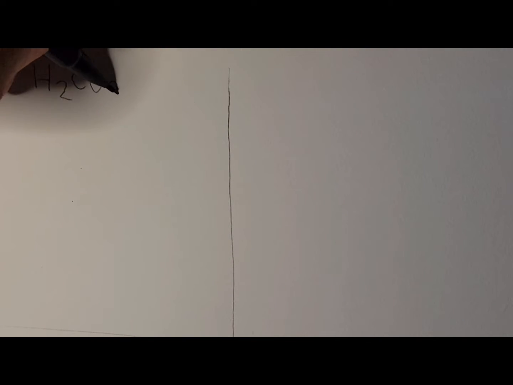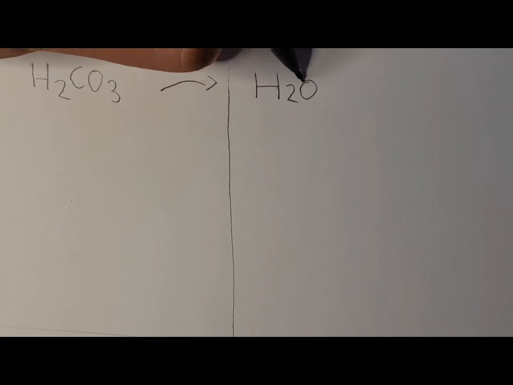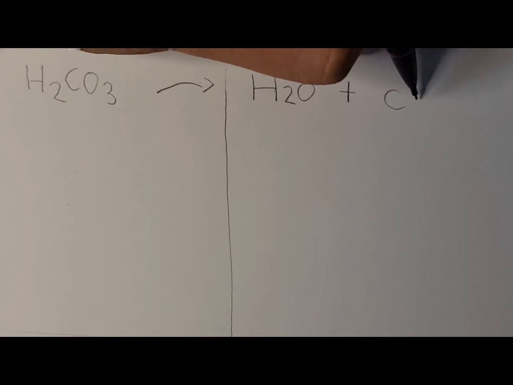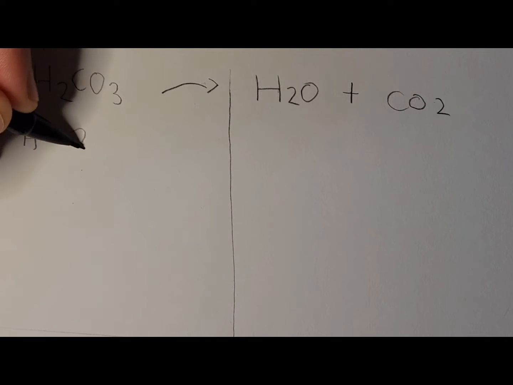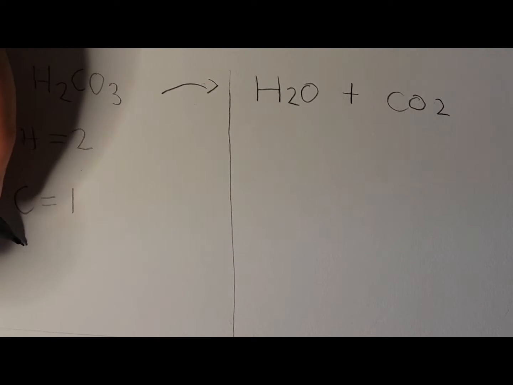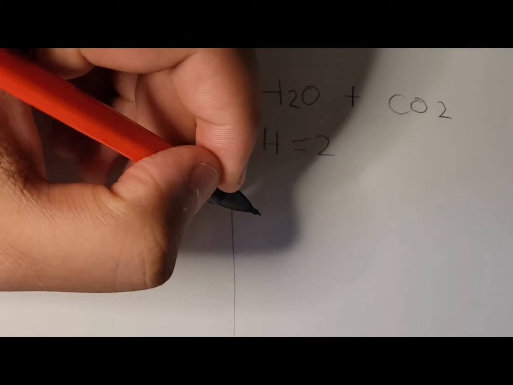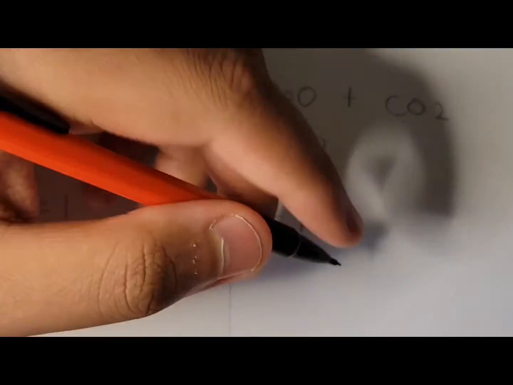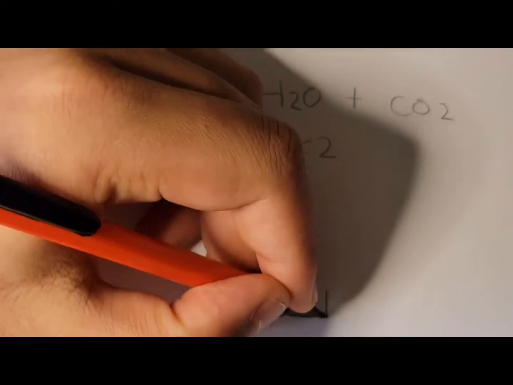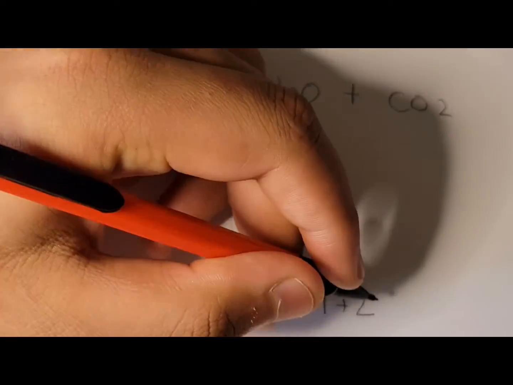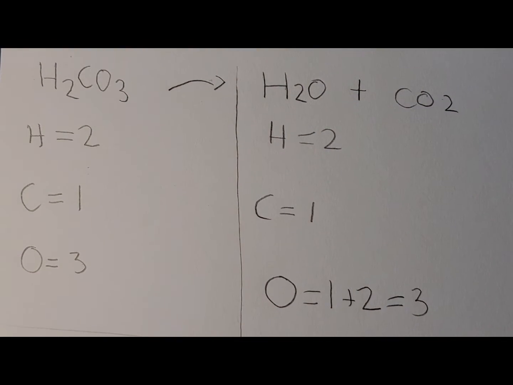So first we're going to write out our skeleton equation, which is H2CO3 turning into H2O and CO2. In the first part of this equation, there are two hydrogens, one carbon, and three oxygens. In the second part, there are also two hydrogens, one carbon, and we can see there is one oxygen in the first part and two oxygens in the second part, which equals 3. This means that the equation is balanced.